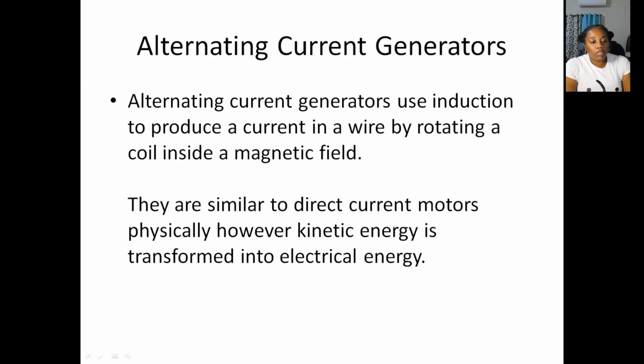Alternating current generators use induction to produce a current in a wire by rotating a coil inside a magnetic field. They are similar to direct current motors physically. However, kinetic energy is transformed into electrical energy.